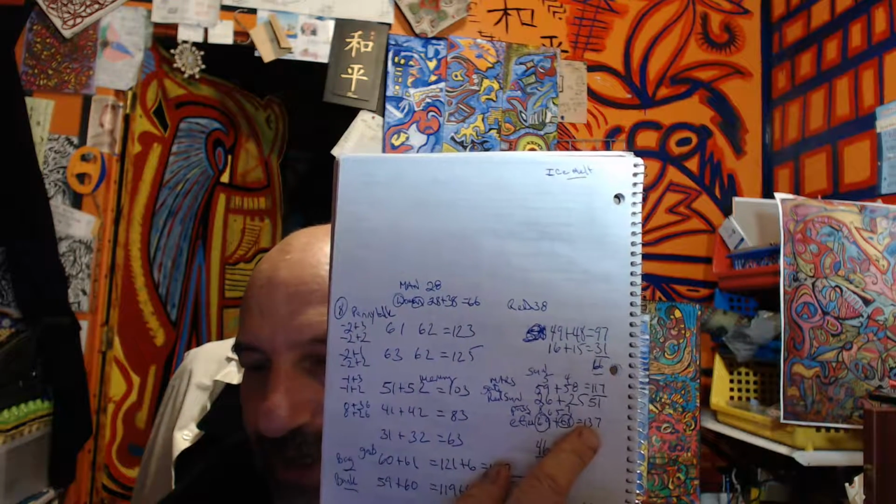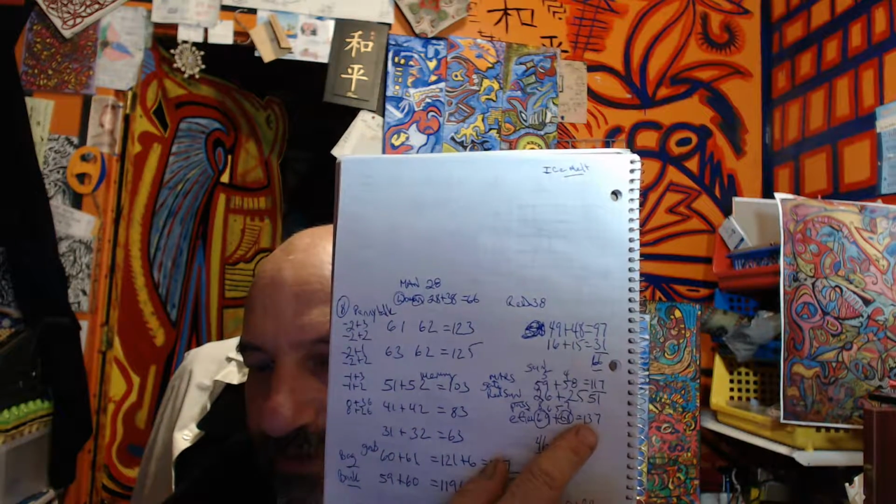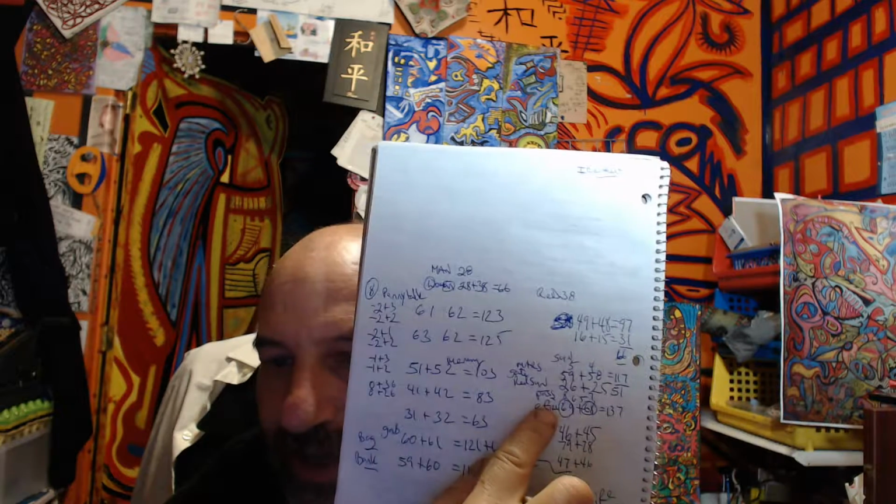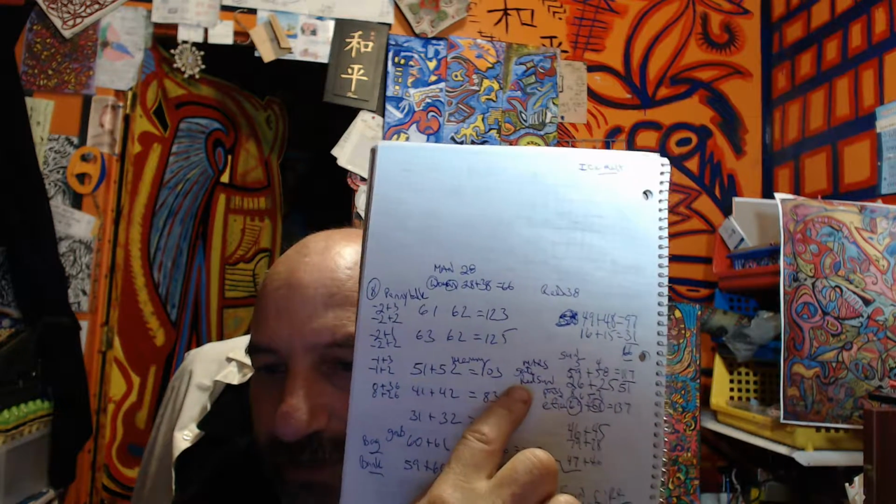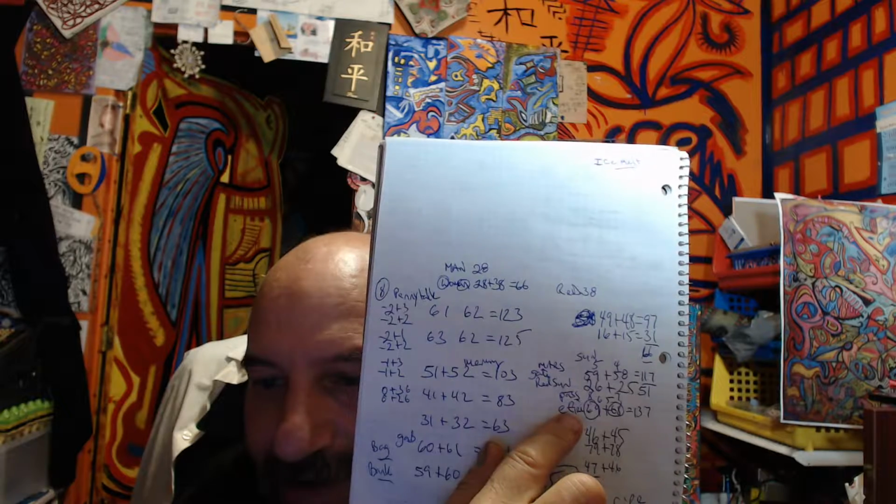7 and 3 is 10. 1 plus 0 is 16. 1 and 6 is 7. 1 and 7. F. Mars, gate, red sun, pass, F.